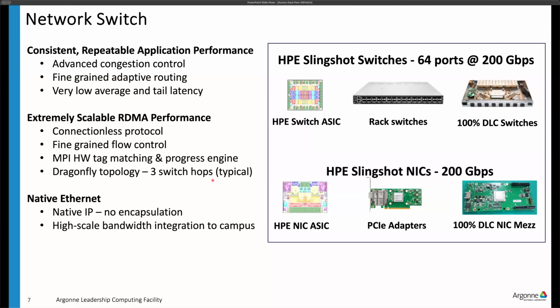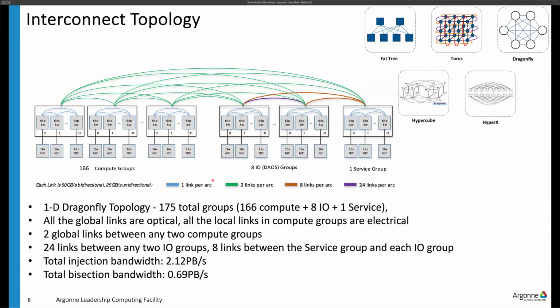Our Dragonfly topology, similar to other systems, is a 3-layered one. We have all-to-all connectivity within the rack itself, the chassis itself. But then there are global links that try to connect to the rest of the system. So we have about 165 total groups, which is basically divided into 166 compute, 8 IO, and 1 service group. Some numbers on the injection bandwidth and the bisection bandwidth, which I showed earlier on the slide, just to give you a highlight into it.